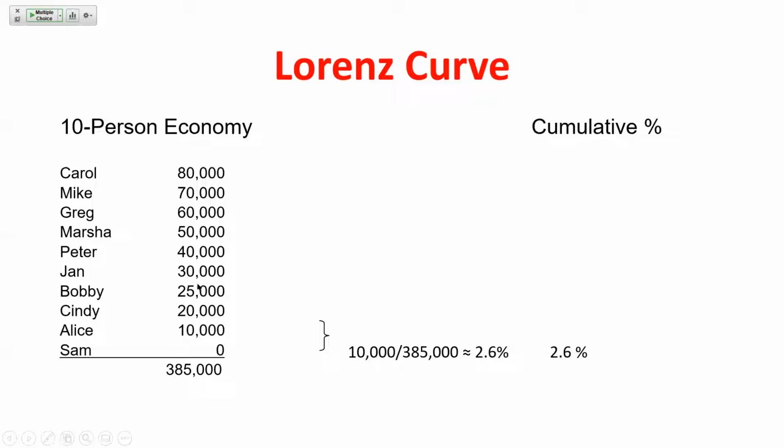And then what about the bottom 40%? Well, 25 plus 20 plus 10,000. So that's what, 55,000?